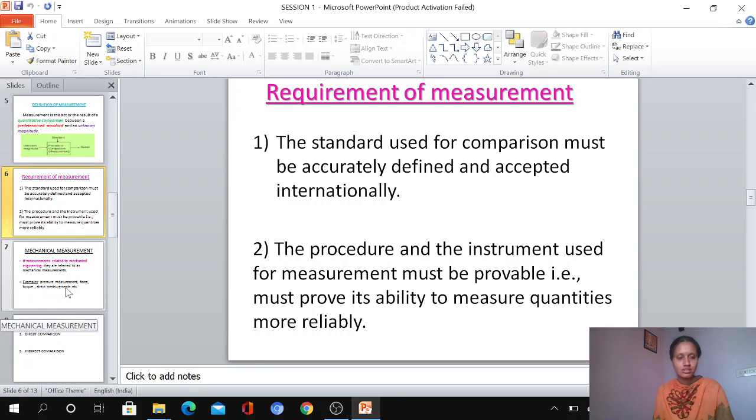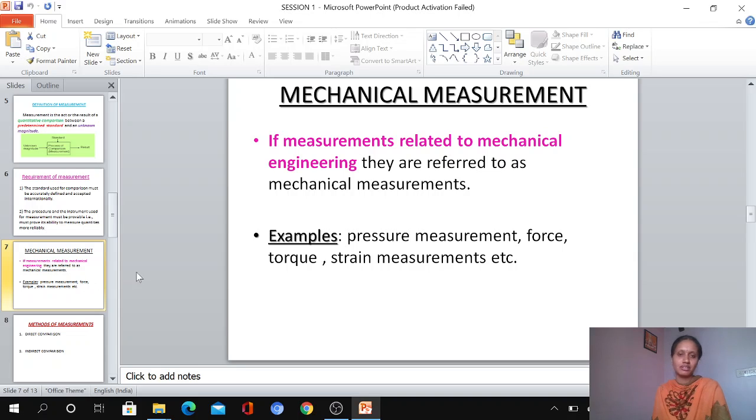So next, mechanical measurement. So this is important. If measurements are related to mechanical engineering, simple, they are referred to as mechanical measurements. Example, pressure measurement, force, torque, strain measurements, etc.